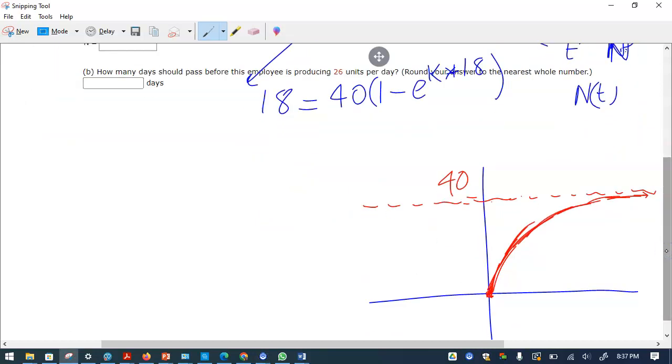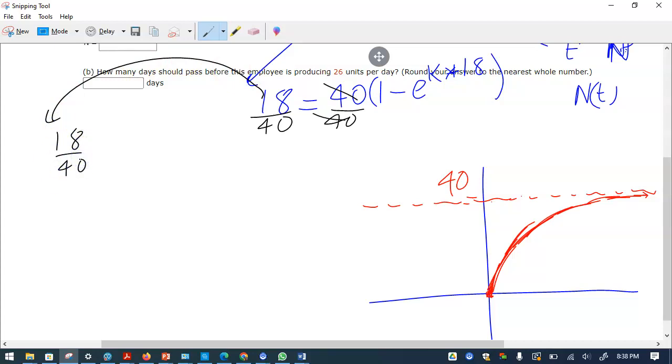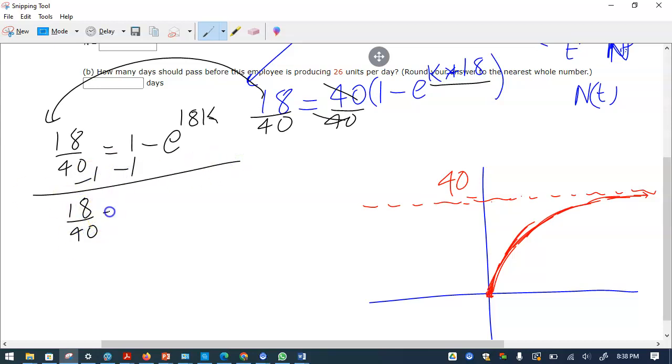There are different ways you can do this. Let's directly divide by 40. This 40 will go away, and I'll keep 18 over 40 as it is. So that becomes 1 minus e raised to 18k, because k times 18 and 18k are the same thing, and we want to solve for k. Then let's subtract 1. When you do this, you get 18 over 40 minus 1, which is equal to minus e raised to 18k.